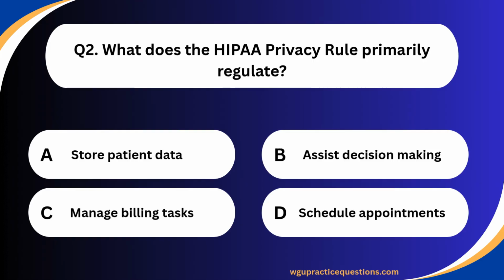Question 2. What does the HIPAA privacy rule primarily regulate? A. Employee benefits. B. Patient data sharing. C. Health insurance premiums. D. Medicare fraud. Which one is the correct answer?